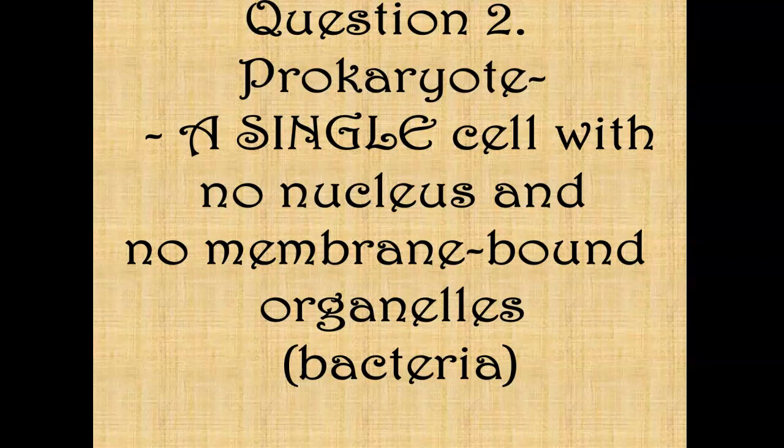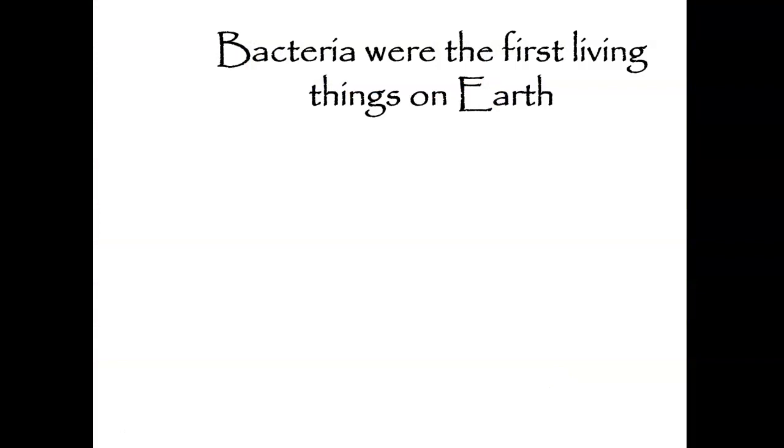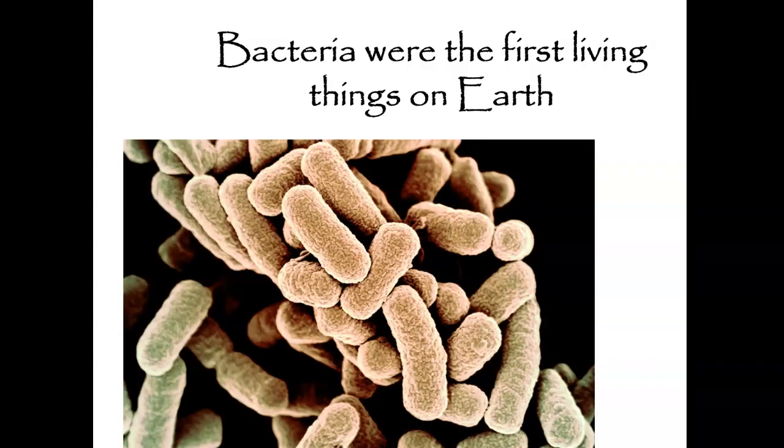First, a prokaryote is a single cell, and that means it does not have a nucleus and it does not have any membrane-bound organelles. We'll talk about organelles more in the next lesson. So it's important: they have no nucleus and no little organelles inside that have a membrane. This refers to bacteria. They were the first living things on Earth, and although these may look like the sausages I had for breakfast this morning, they are not.